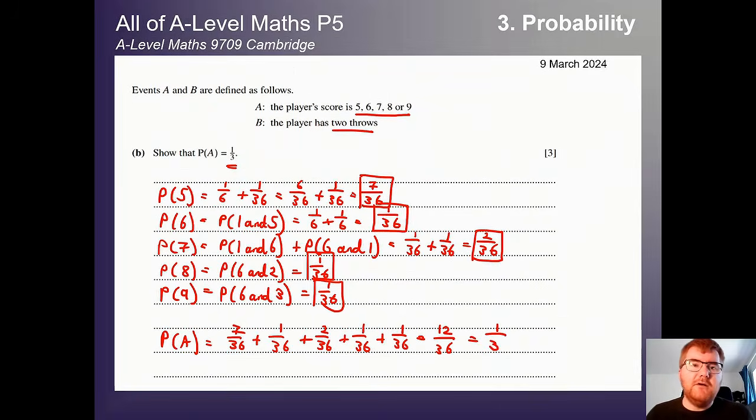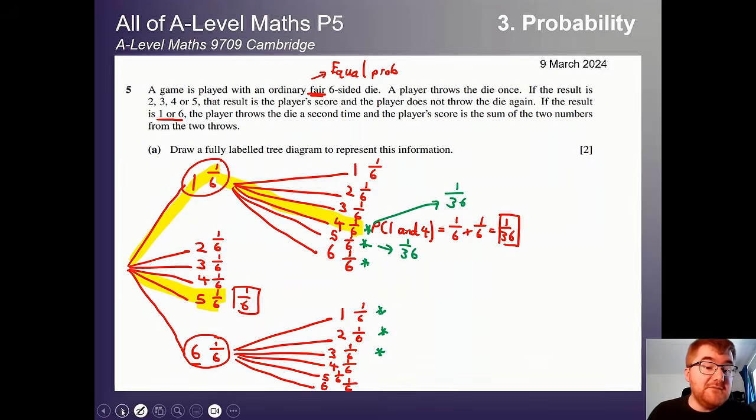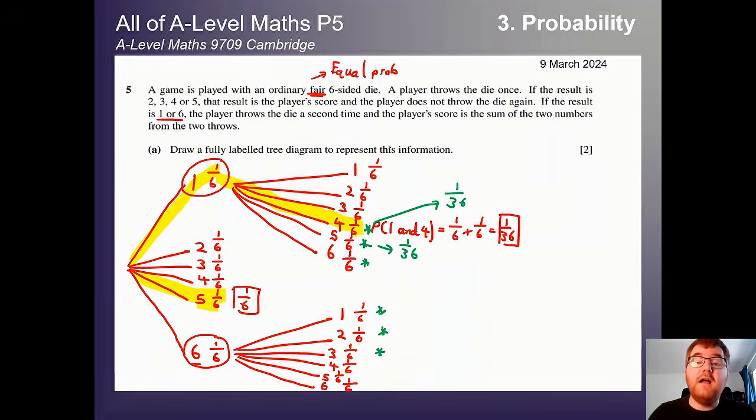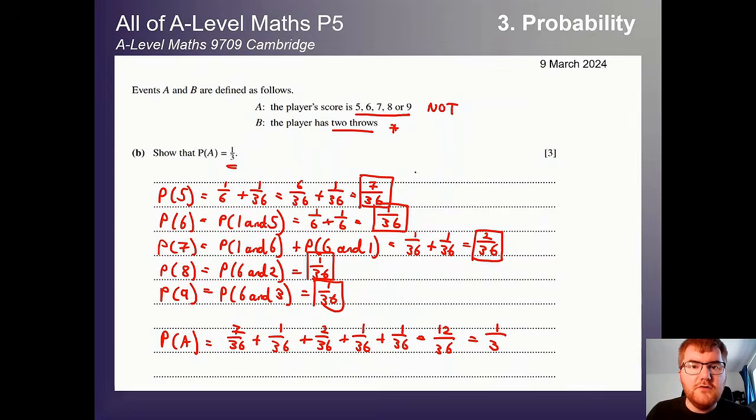So let's go back to our events. So the player's score is 5, 6, 7, 8 or 9. So we want not that. And they also have 2 throws. So those are the 2 things we need to focus on. So this is where our tree diagram becomes very useful. So which situation do we have where we have 2 throws? So we're looking at these big trees here, and we don't get 5, 6, 7, 8, or 9.